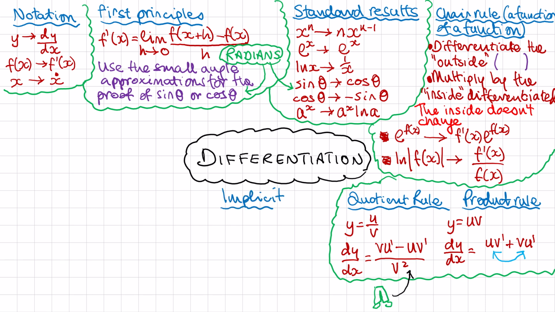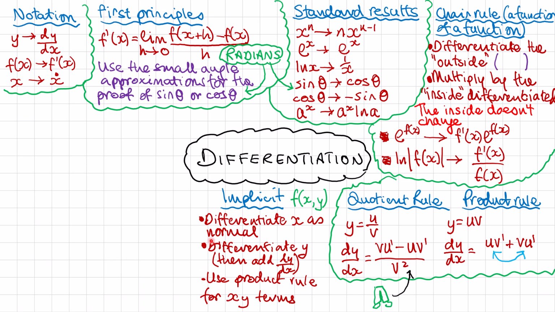Now with implicit differentiation, what we're going to have is a function of x and y. What we don't try and do is to make y the subject, because you'd end up with all sorts of messy things, but there are some steps we need to take. So we differentiate any x terms in the function as normal. We differentiate any y terms as if they were x terms, but then we need to add dy dx to show that we've differentiated a y term as if it was an x, and then we use the product rule for any x, y terms.